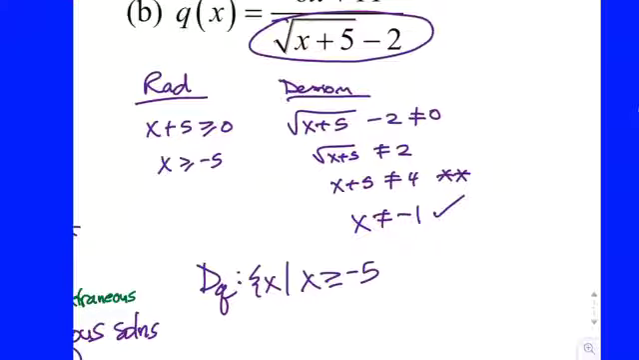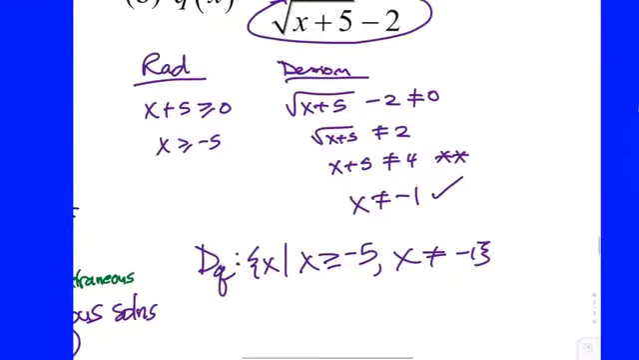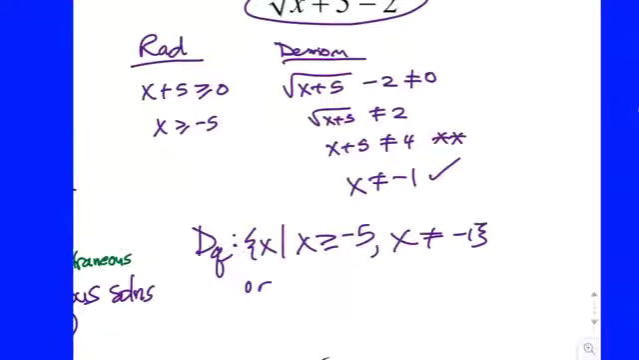X is greater than or equal to -5, comma, x cannot equal -1. And, of course, if you're the interval type, you could say it is bracket -5, comma, -1, parenthesis, union parenthesis, -1 to infinity.